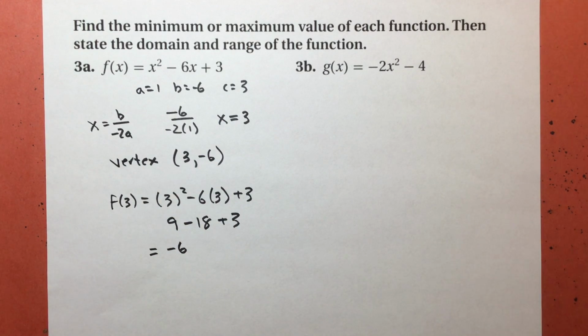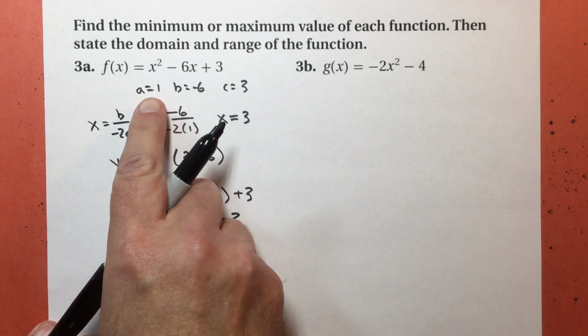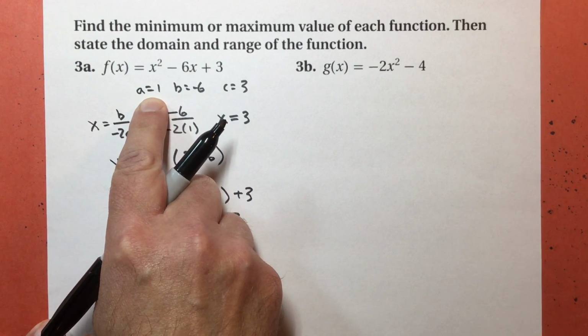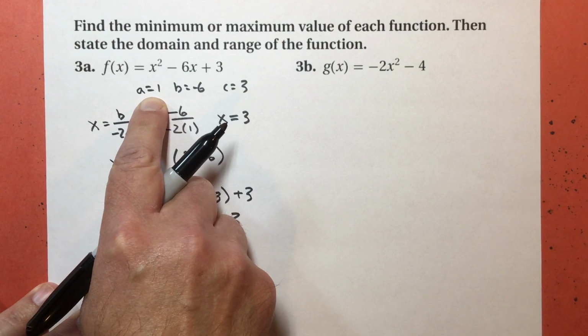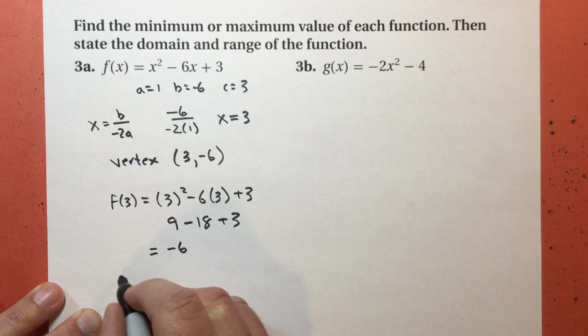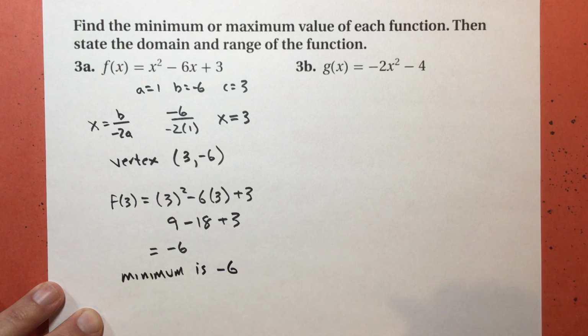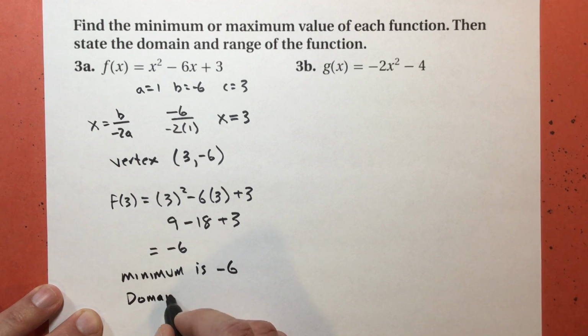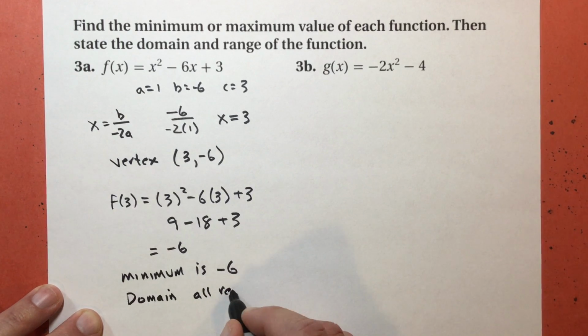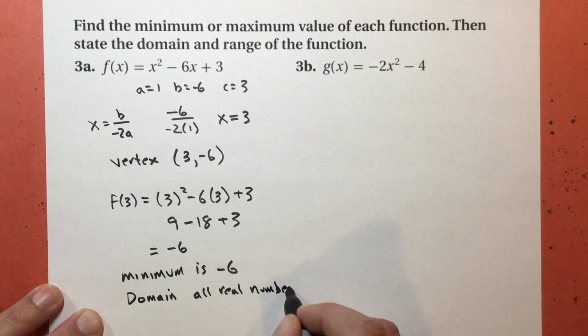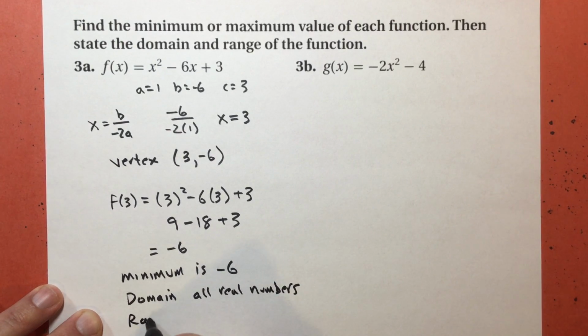Now, knowing my vertex, I can answer all the other stuff. My A is positive, so I have a minimum. It opens upwards like a U or a smiley face. I have a minimum. So my minimum is negative 6, which is the y value of my vertex. My domain, always all real numbers. That's never going to change. And my range, I start at negative 6, which is the minimum, and I go up. Y is greater than or equal to negative 6.